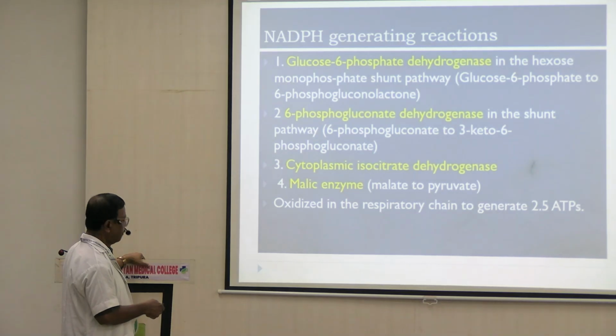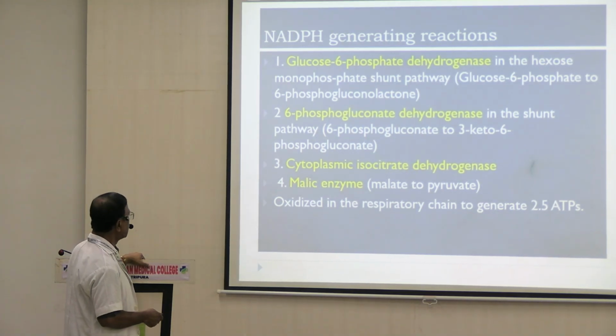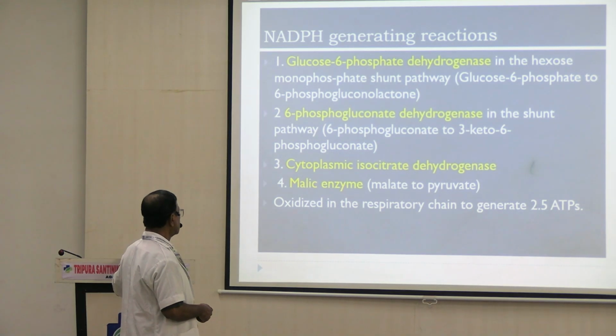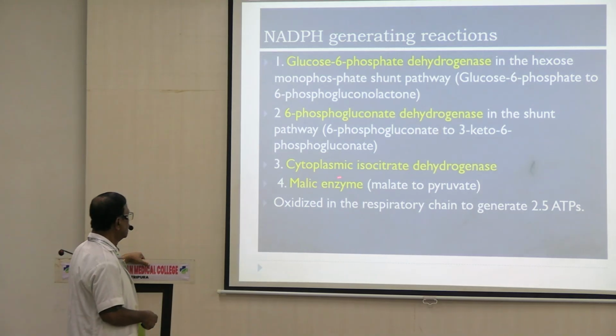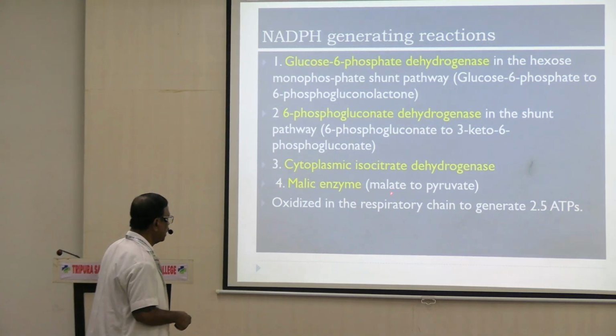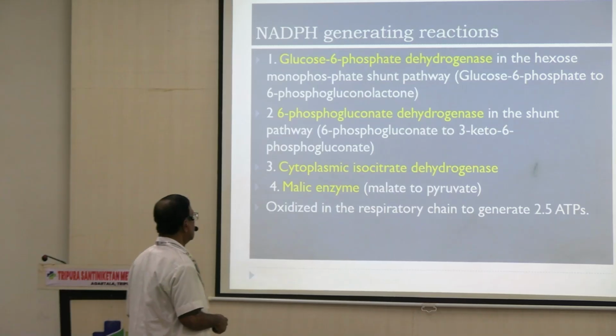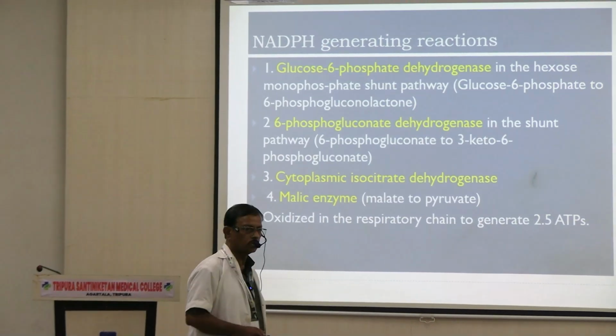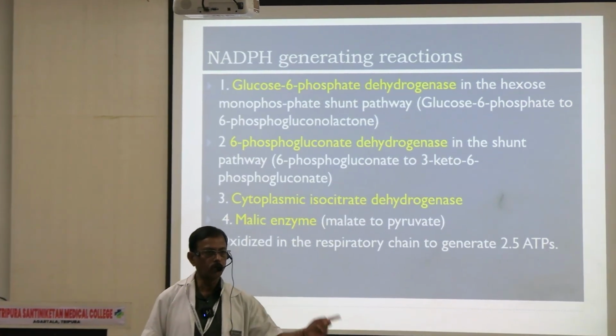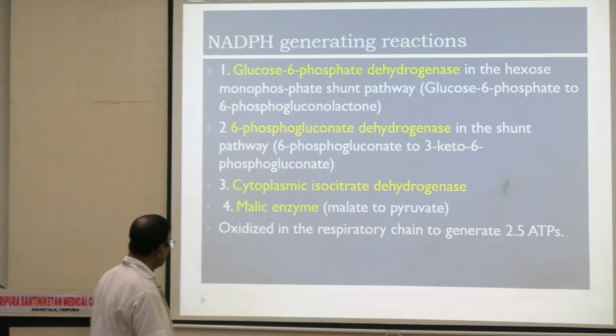6-phosphogluconate dehydrogenase, this is also an HMP shunt pathway reaction. Then cytoplasmic isocitrate dehydrogenase, malic enzyme, it converts malate to pyruvate. Another is mitochondrial isocitrate dehydrogenase. Okay.